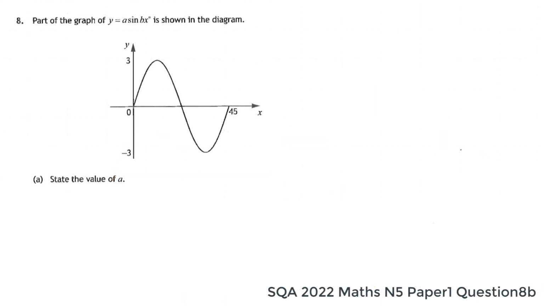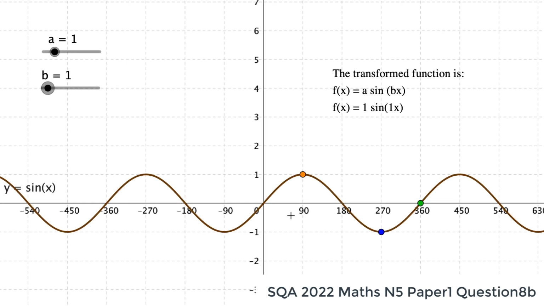So let's look now at part B, where we're asked to state the value of B. And remember B, the number in front of the angle, that affected the period of the graph. So we'll go back to the sine graph and look in more detail at how B affects the period. So here's the normal sine graph again, and you'll notice that between 0 and 360, one complete cycle. That's when there's a 1 in front of the angle X.